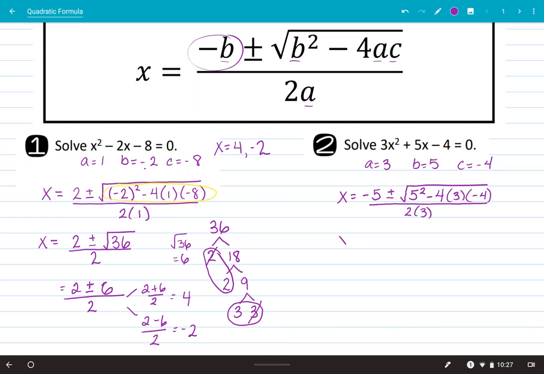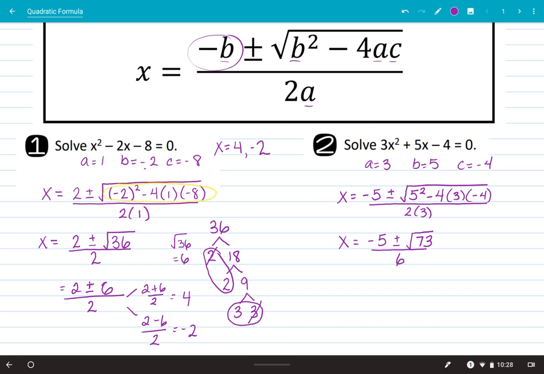Now, do the easy stuff first, okay? Do what you know before you pick up a calculator. We know there's going to be something in that square root. 2 times 3 is going to give me 6. Now, bring in the calculator. So 5 squared minus 4 times 3 times negative 4. And that's going to give me 73.